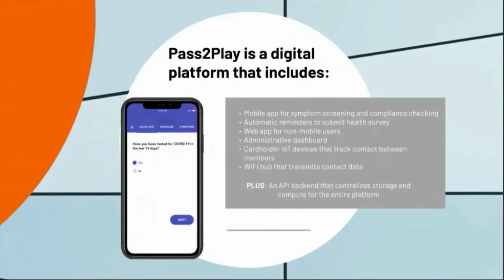First, it helps to understand the primary components of the system. This includes a mobile app and web app for symptom screening and compliance checking, automated reminders for members to fill out their questionnaires at predefined intervals, an admin web dashboard to manage member health status, compliance tracking and contact tracing, card holder devices that track contact between members based on distance and length of time, and a Wi-Fi hub that transmits contact data from the card holder devices. Finally, the crux of our serverless solution is an API backend that centralizes storage and compute for the entire platform. Later, I'll show how all of these things interact.